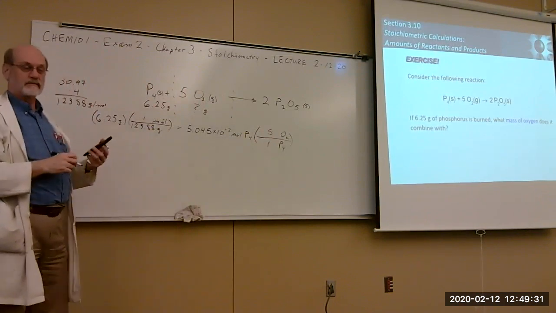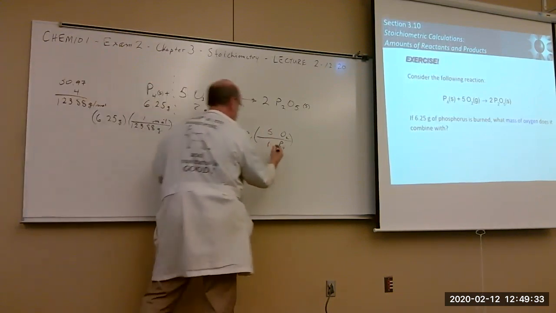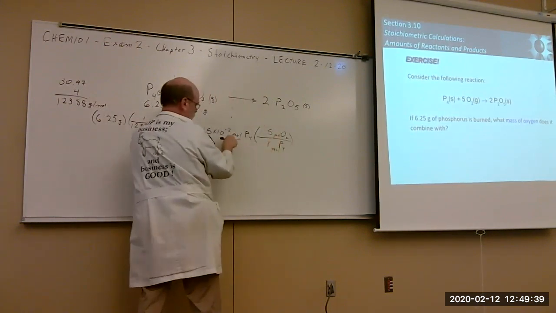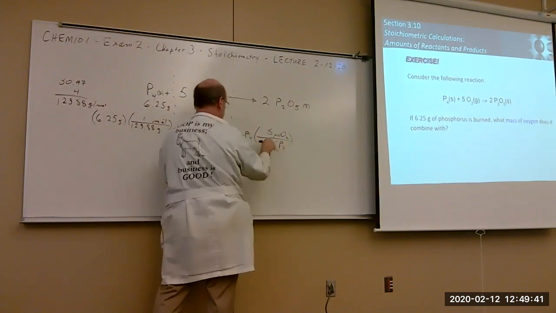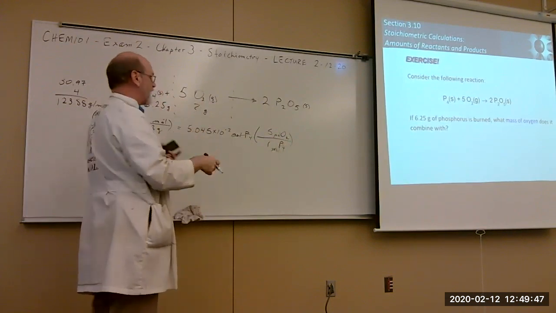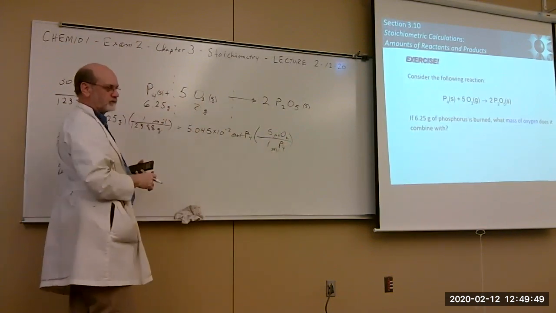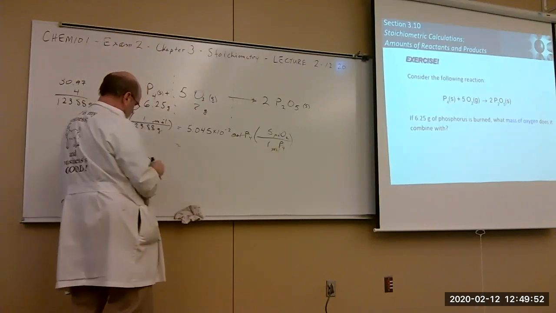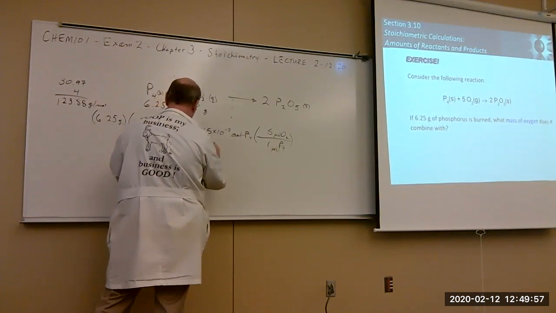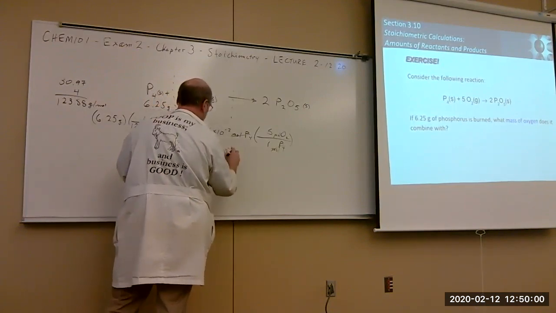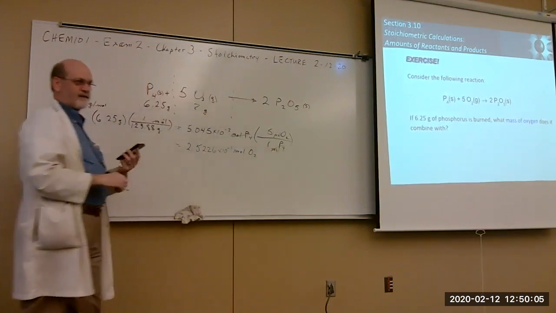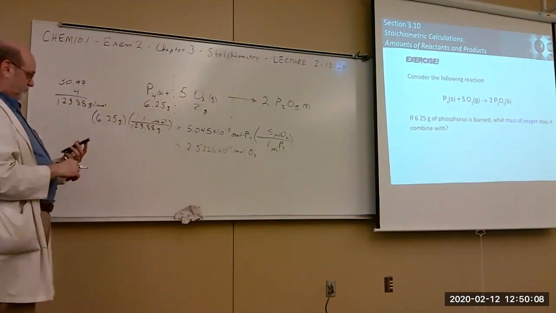Does everybody see that? You want to cancel, and I did write moles, but it is moles. So moles of this now cancel, and the answer we get is actually moles of oxygen that are required to react with this much P4. So I say 5 times that, and I get 2.56 times 10 to the minus 1 moles of O2. And you just multiply that by 2. So you're going to oxygen.